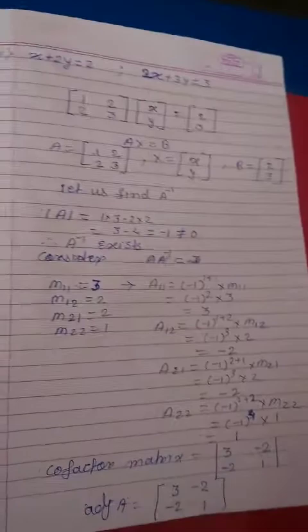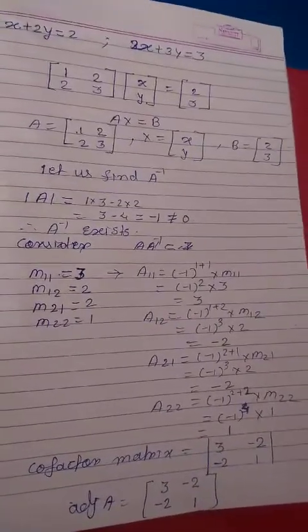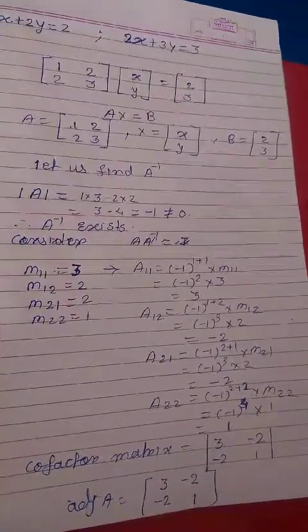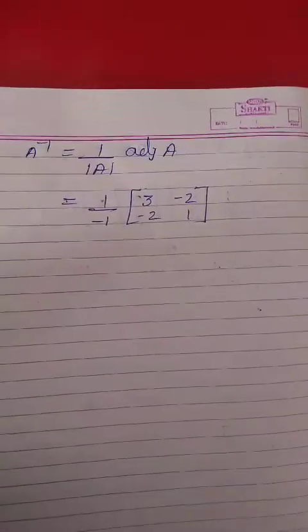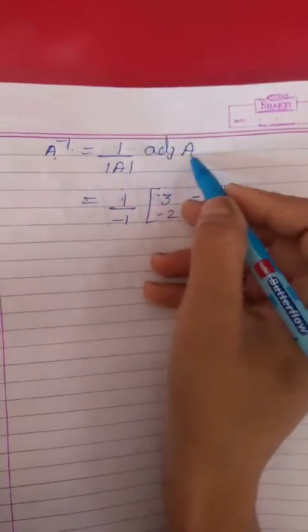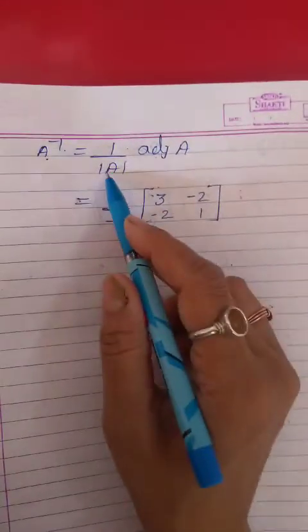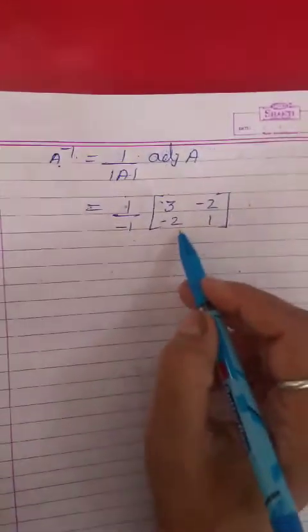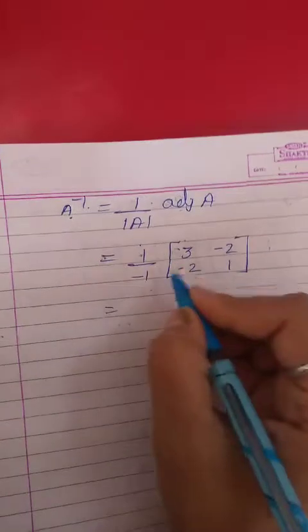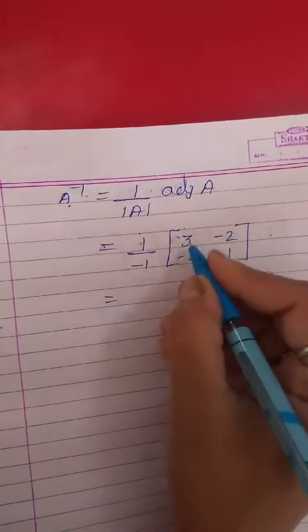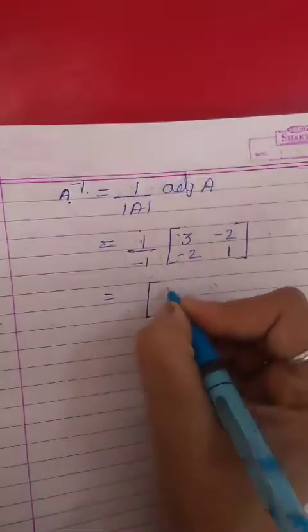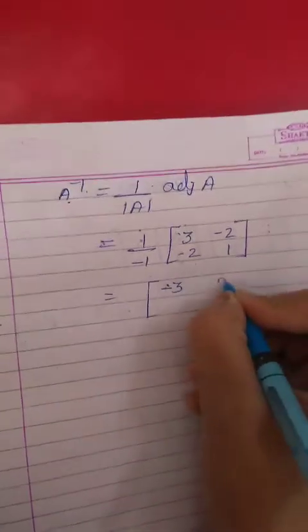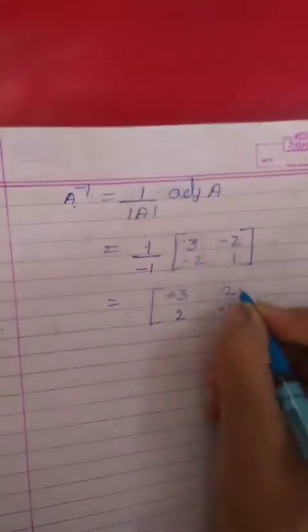Now we will write A inverse is equal to 1 by determinant of A into adjoint A. So 1 by determinant of A is -1 and adjoint A is this. So this is -1, so change the sign. So this is -3, 2, 2, -1. So now this is A inverse.